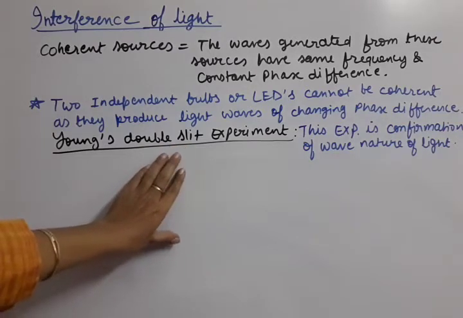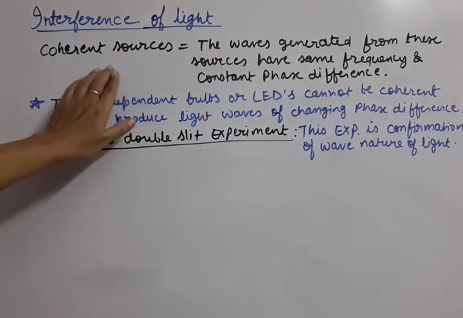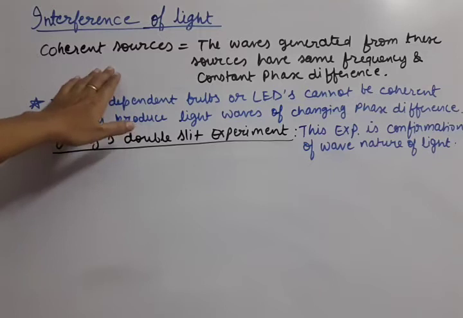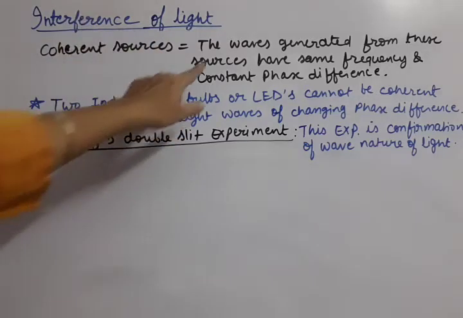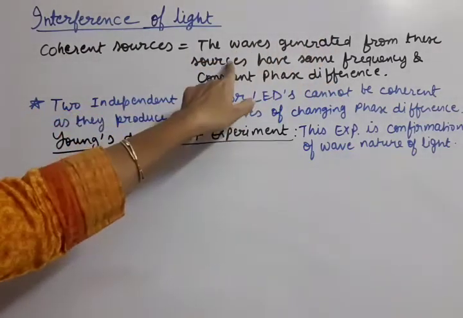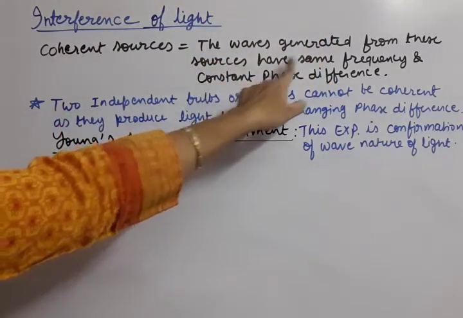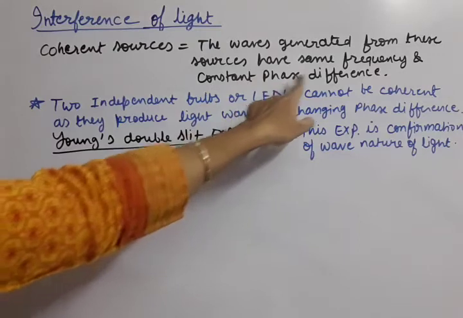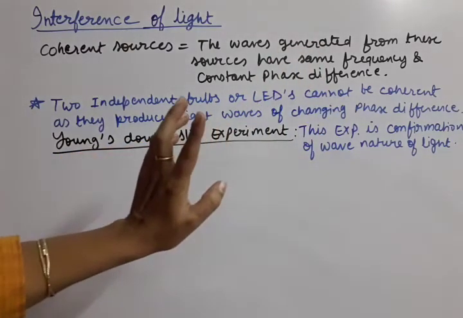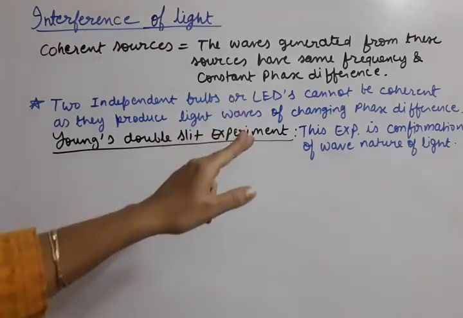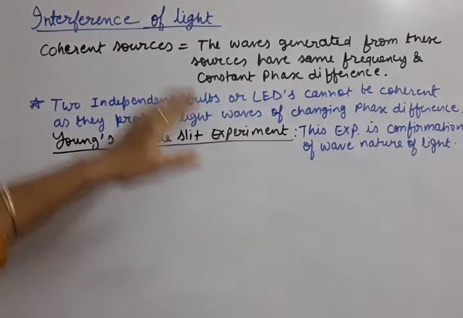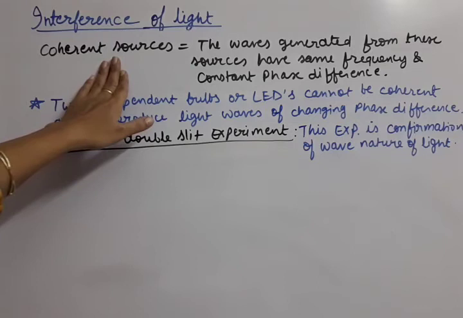To understand this concept, let us discuss first of all coherent sources. As I have told you before, coherent sources means satisfying two conditions. The waves generated from these sources have same frequency and constant phase difference. If the waves generated from the two sources follow these properties, those sources are known as coherent sources.